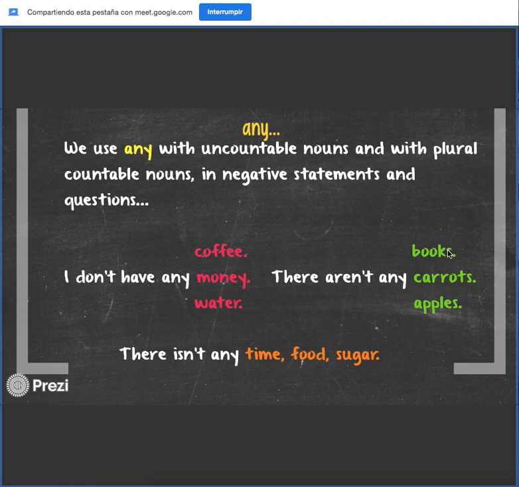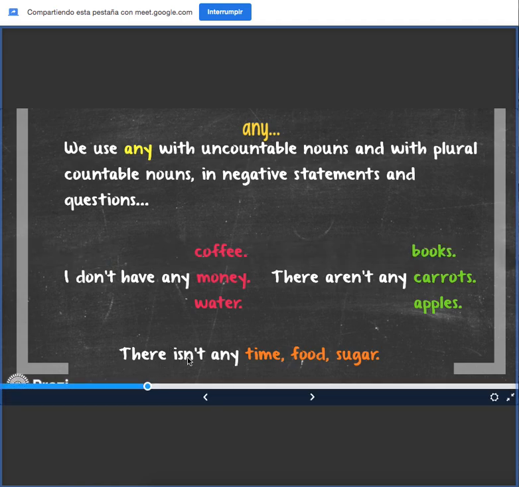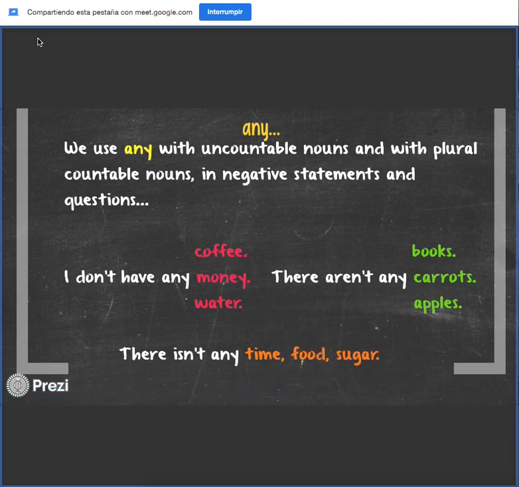The thing is that you have to use any in negative, okay? And look at this. You can say, there isn't any time, food, sugar. ¿Sí se dan cuenta que para los que son no contables, utilizamos isn't? So isn't. Time, food, sugar, and so on. So questions about any, babies? Questions up to this point? Okay, I am going to give you some seconds to take notes of this part.